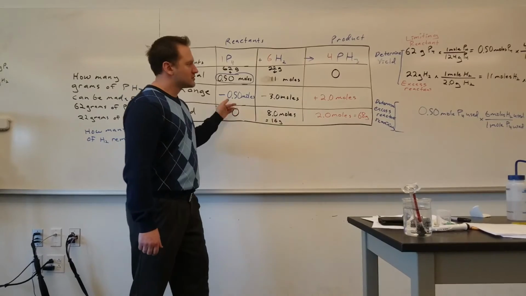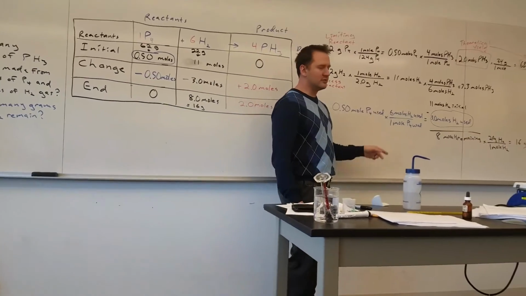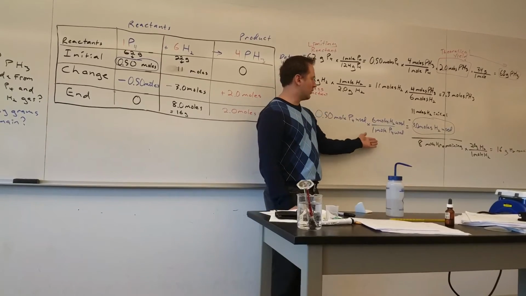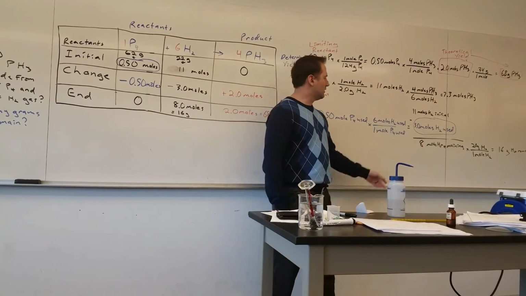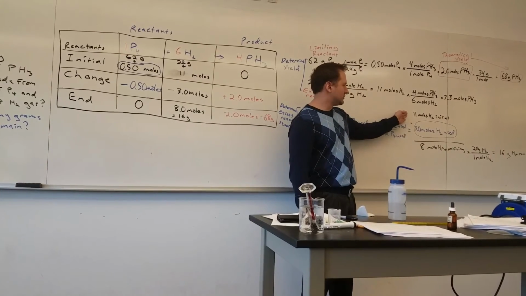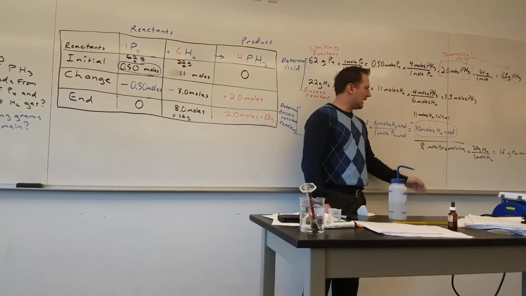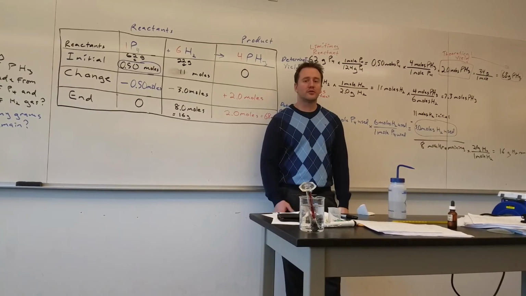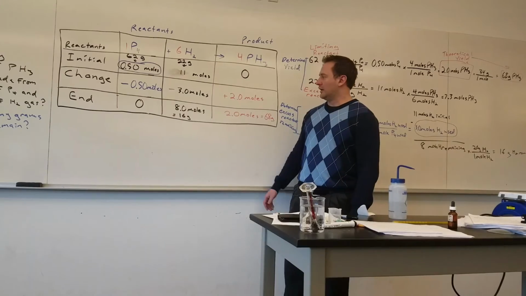So let's do that. We take the half a mole of P4 that we used, multiply it by the ratio. There's 6 moles of hydrogen gas that we use for every 1 mole of P4, and that means that we used up 3 moles of hydrogen gas. Since we started with 11 moles of it, we used up 3, we now have 8 moles of hydrogen gas remaining, each of those weighing 2 grams for a total of 16 grams remaining. And you can see that.